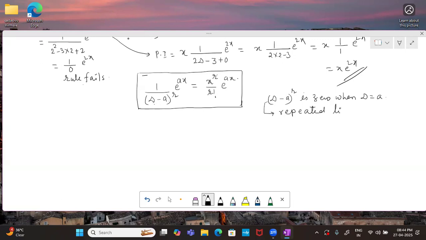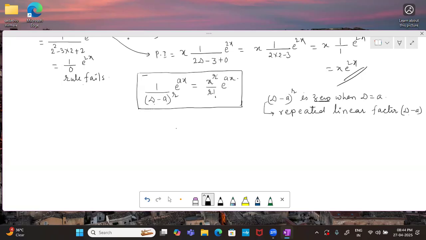Repeated linear factor, D minus a. When it is repeated, when zero factor, we also call this one a zero factor. When this factor is repeated r times, then PI can be obtained by this formula.